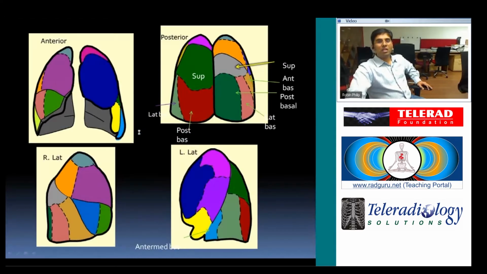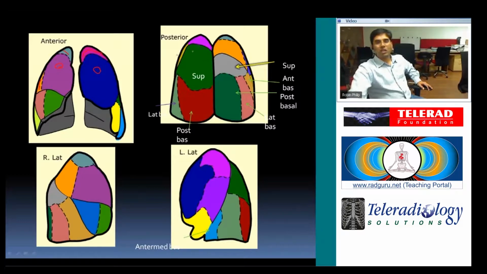And then this is the diagrammatic representation of the segments. If you're looking at the AP view, most of the anterior part in the upper lobe, this pink or violet one is the anterior segment of the right upper lobe. This blue one is the anterior segment of the left upper lobe, and that is the apico-posterior segment on the left, and that is the apical segment on the right. The small orange one is the posterior segment. This is as seen on the AP radiograph.